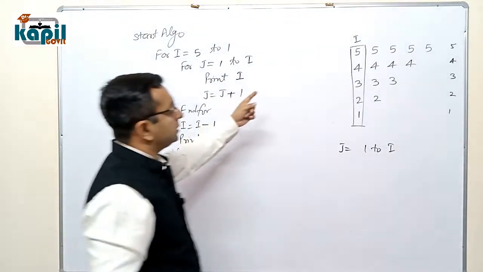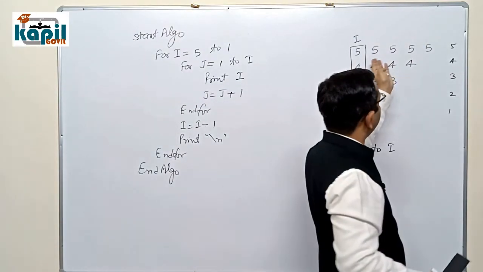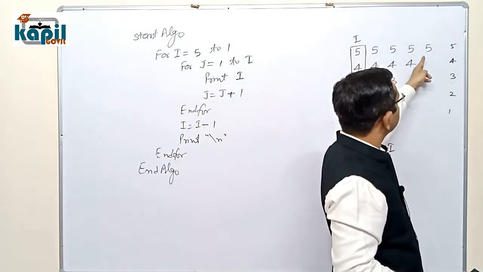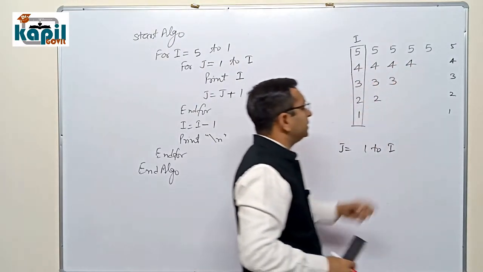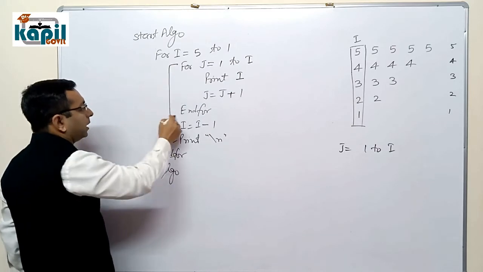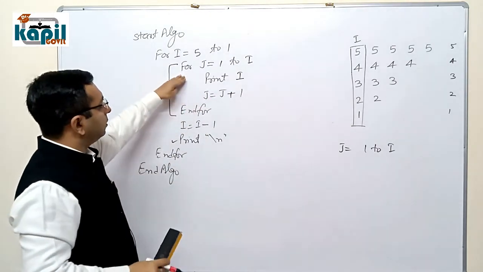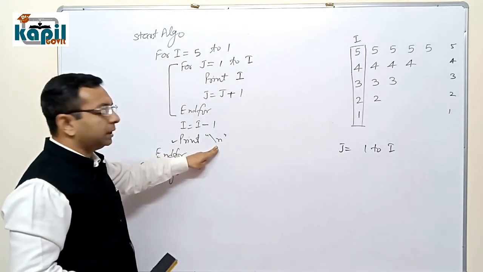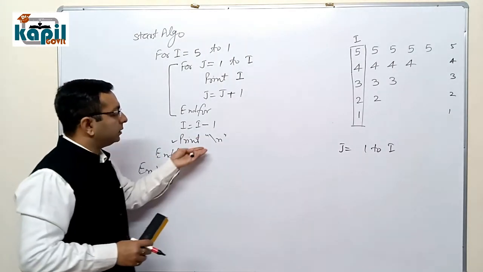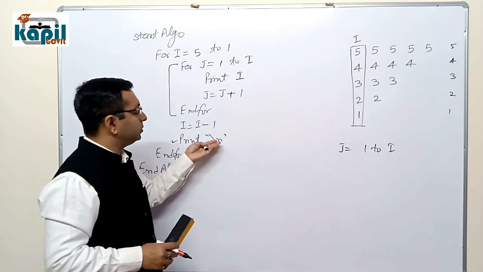And after each row, it means after completion of each column in one row, we have to change the line. So that's why we have written this statement. Here, after completion of all the columns, we have written print \n. \n stands for new line. However, you can use any other statement to change the line.